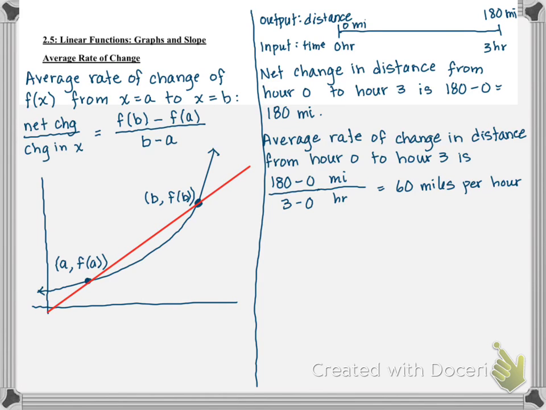draw a straight line through them, and we call this a secant line. And a secant line is just any line that passes through 2 points on a graph. And the average rate of change is the slope of that secant line.